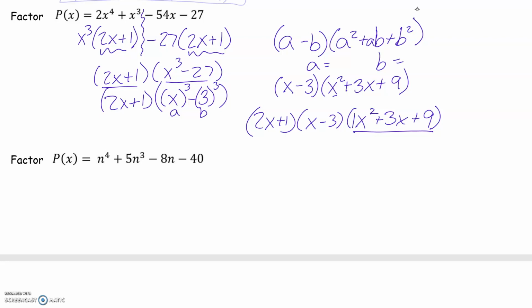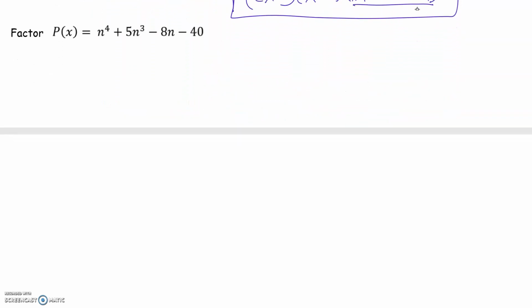Otherwise, you'd be taking a look at a times c, which is going to be 1 times 9, and then what factors of 9 will add up to give you 3. In this case, it's not going to factor any further, and this is as far as you can go. Alright? Okay, our last problem.